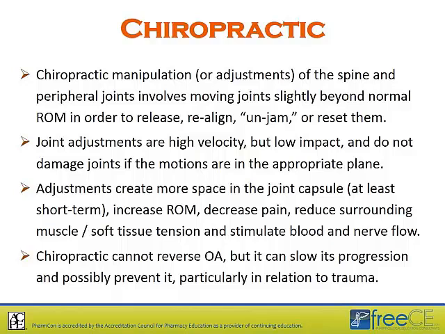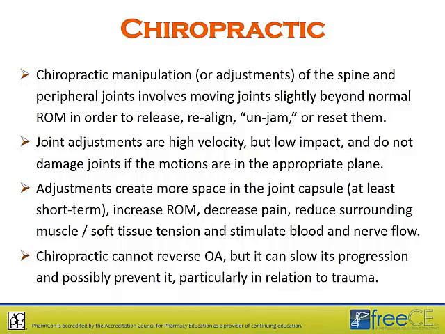Chiropractic manipulations, also called adjustments, of the spine and peripheral joints involves moving the joints slightly beyond their normal range of motion in order to release the joint or realign it, unjam it, or reset it. Joint adjustments are high velocity but low impact and do not damage the joints if the motions are in the appropriate plane. For example, cracking your knuckles does not necessarily damage the joint and increase the risk of OA if it's done in the appropriate way.